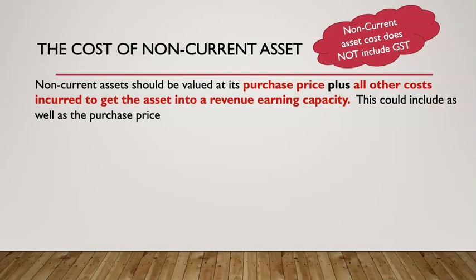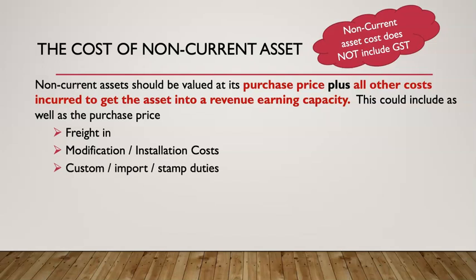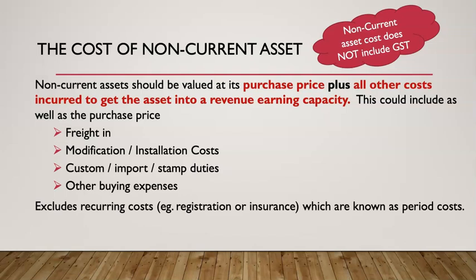Simplistically, all other costs to get it into the condition and location for it to earn revenue. So this is going to include, as well as the purchase price, terms that we've seen before. Freight in, modification or installation costs, custom import or stamp duties, other buying expenses, and it does, however, exclude these recurring costs. So registration or insurance, these are period costs. These are not to get it into a revenue earning capacity. These are things that keep recurring while we use it.